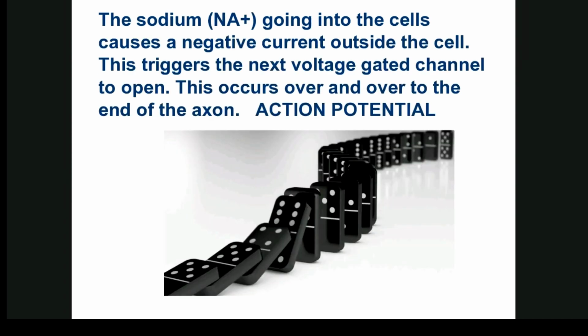And this shows the same thing we talked about. Sodium is going into the cells, and once you get enough of the local sodiums going in, you have a negative current that causes another sodium channel, a voltage-gated sodium channel, to be opened, which triggers that to go in, and that negativity triggers the next sodium to go in until you have an entire negative outer cell. That's called our action potential.